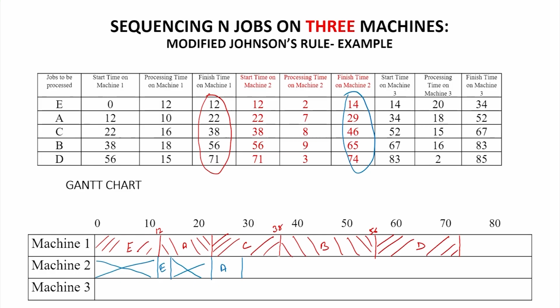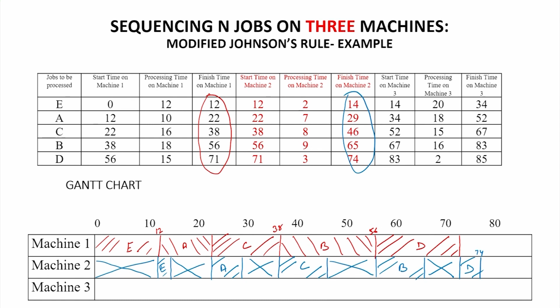The next job will come at 38. Again machine 2 is idle during this period, and 38 to 46 is job C. Then again it has to wait till 56, then 56 to 65 it is processed for job B. Again from 65 to 71 it has to wait, and then 71 to 74 is job D. So, the machine utilization of machine 2 is very low. In between there are idle times, and the total workload is also very small on machine 2.